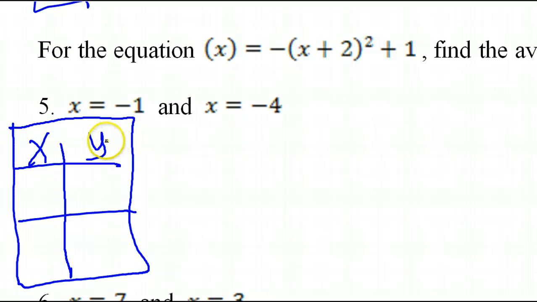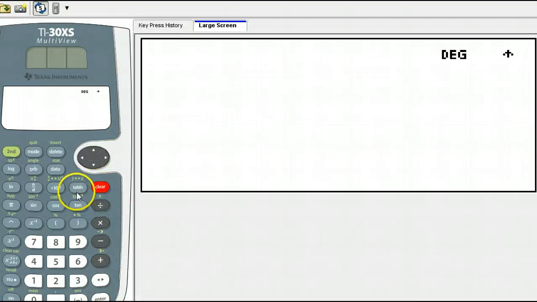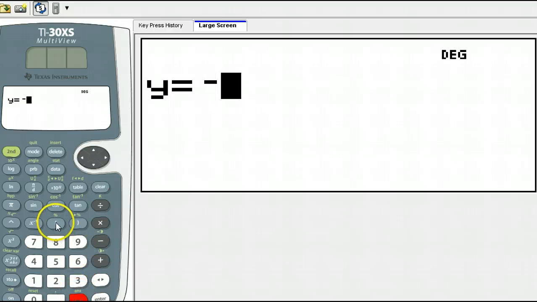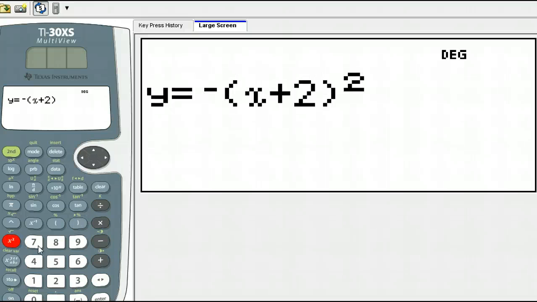Okay, our x values are negative 1 and negative 4. Now we just need to find the y values that go with them. To do that, let's use our calculator. So I've got negative x plus 2 squared. Hit the table feature, clear that mess out. So I have negative quantity x plus 2 quantity squared.